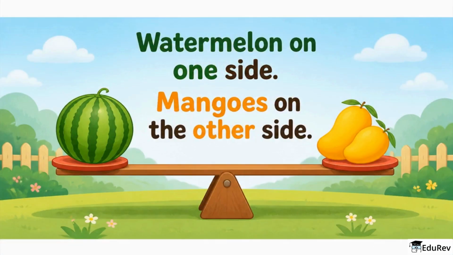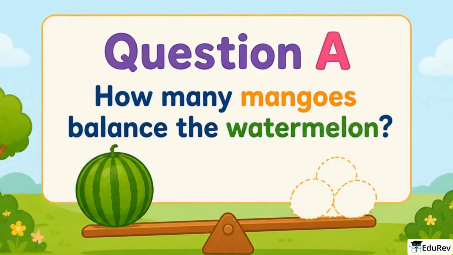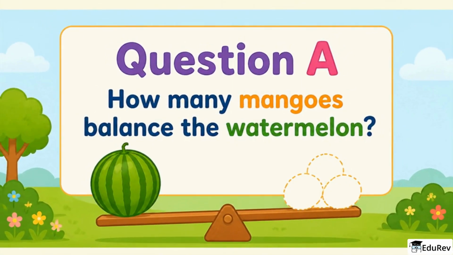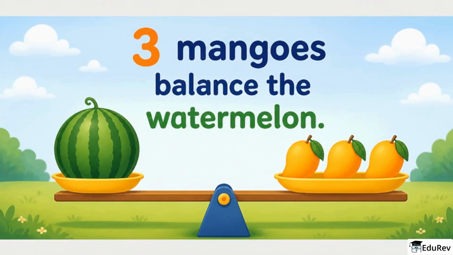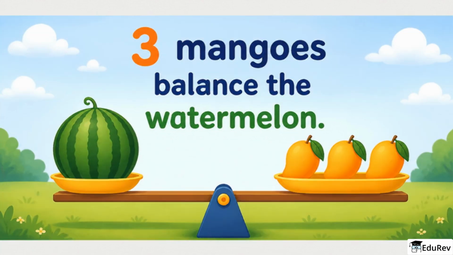Fruits on the seesaw. Watermelon sat on one side of the seesaw. Mangoes sat on the other side. Question A. How many mangoes balance the watermelon? By counting mangoes until the seesaw is level, we find 3 mangoes balance the watermelon.